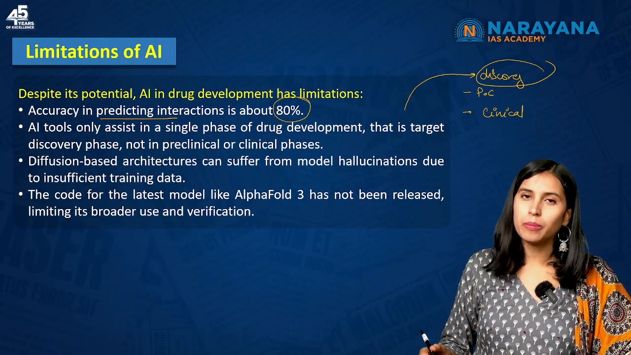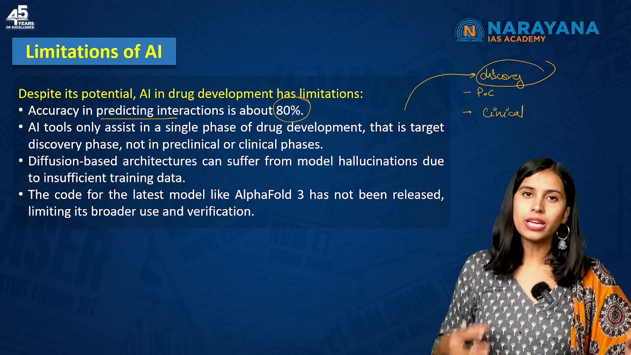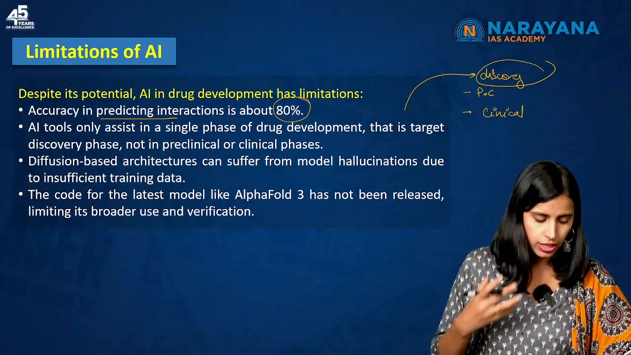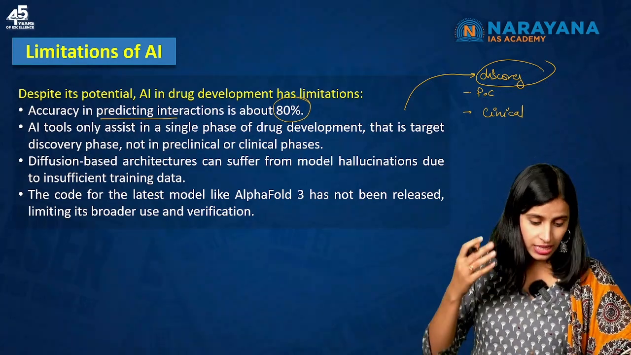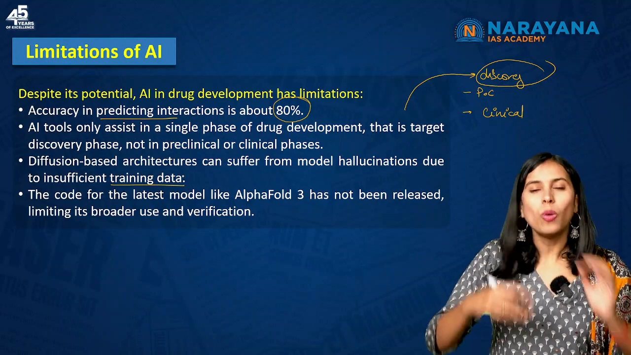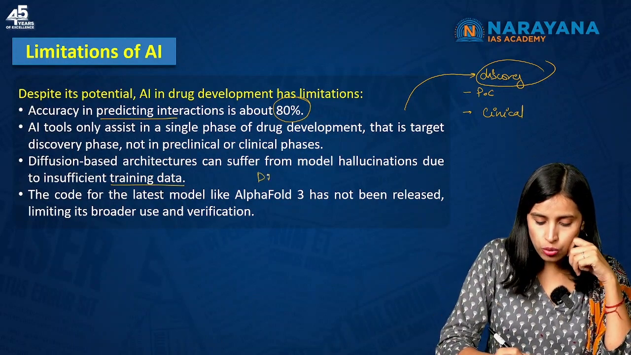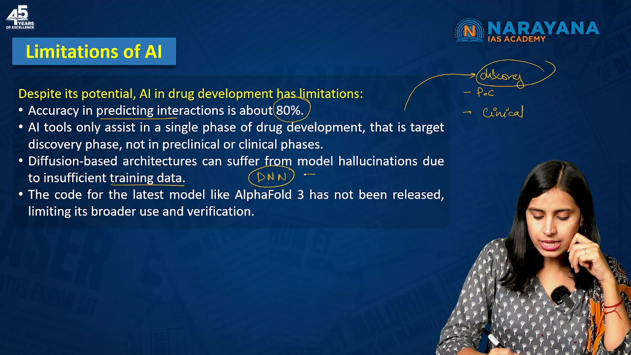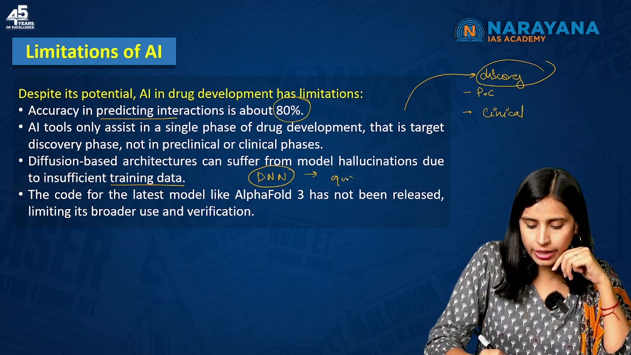Next is diffusion. This architecture can suffer from model hallucination. It's just a word we use because of insufficient training data. Now, what I'm saying is that deep neural network technology is dependent upon the quality and the quantity of data that you give.